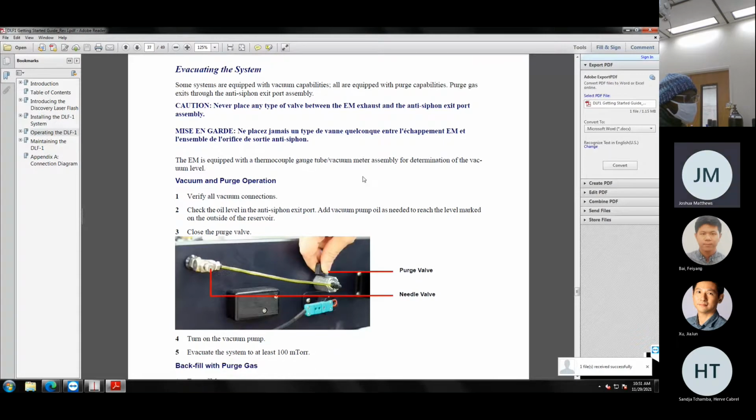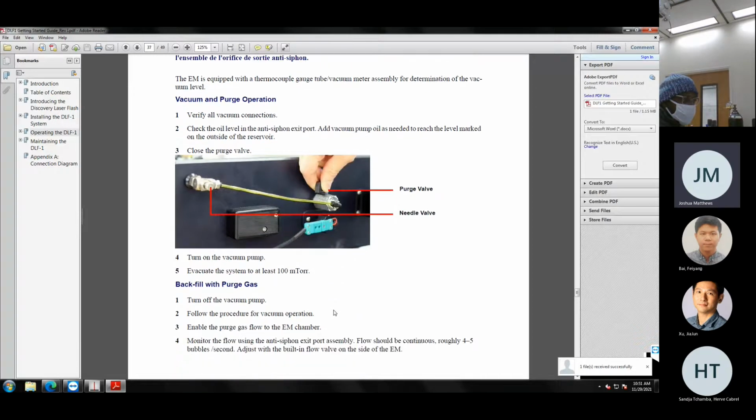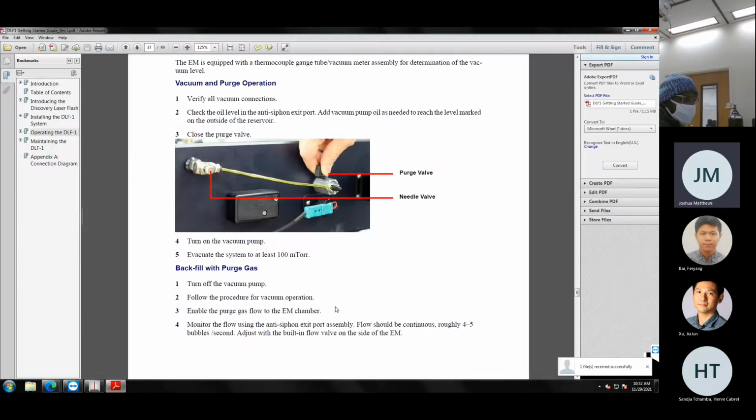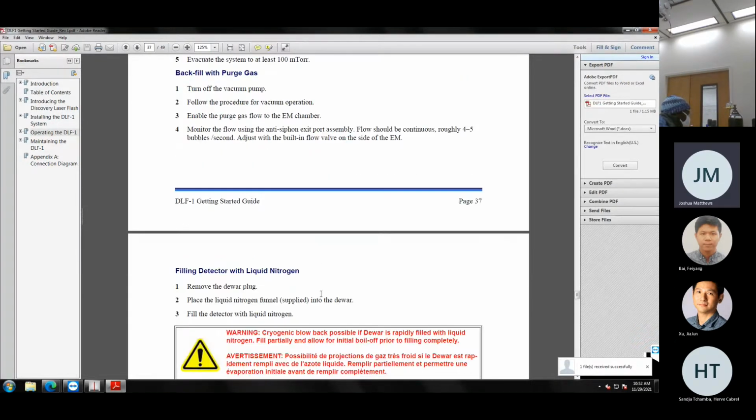Preparing the instrument. So evacuating the chamber. Are you guys familiar with that? We went through that the other day. So you need to evacuate, then backfill. So here it gives you, it should be under 100 millitorr. Then you backfill with your, I think you have nitrogen connected, correct? Yeah. You backfill with your nitrogen until you're back up to atmosphere.